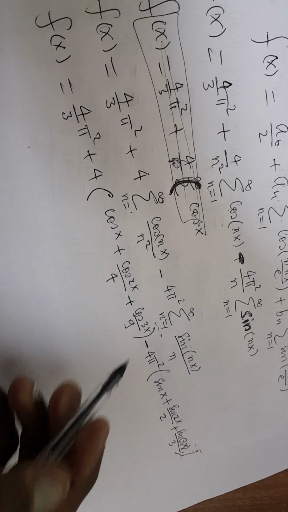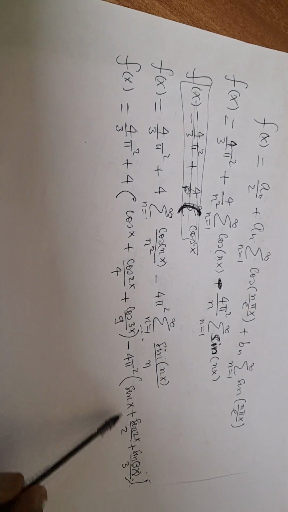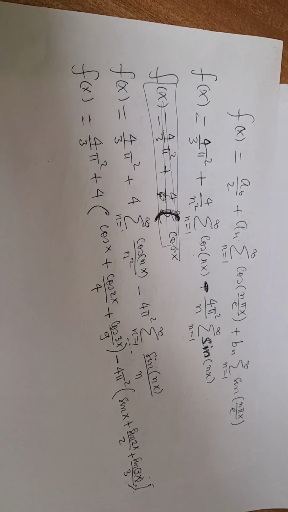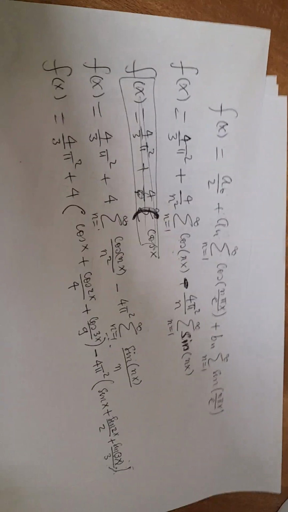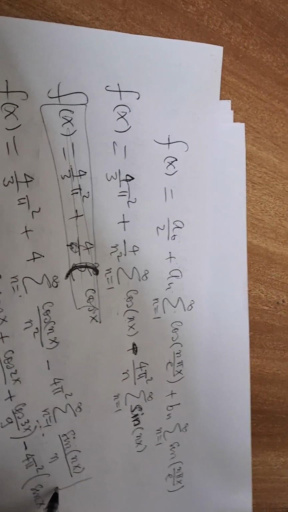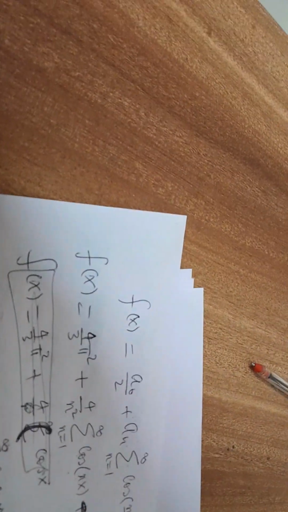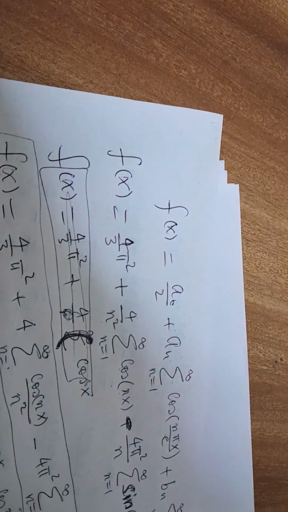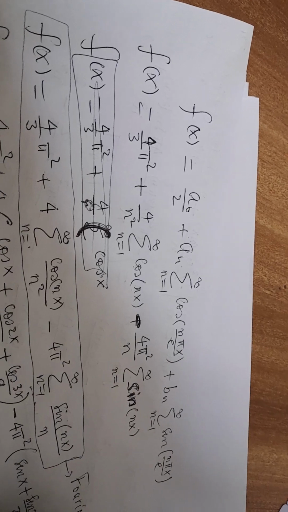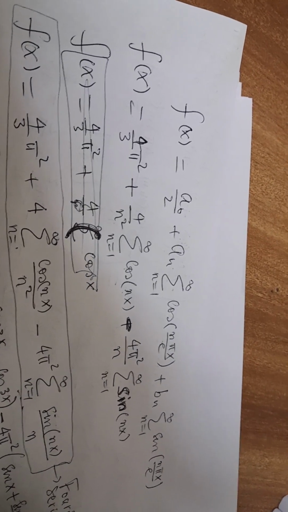But these three values are the most important here. So you can see 1, 2, 3. Now we are going to go for the second part of this. So this is the Fourier series for this question. This is the Fourier series.